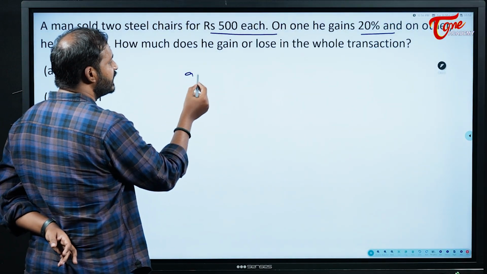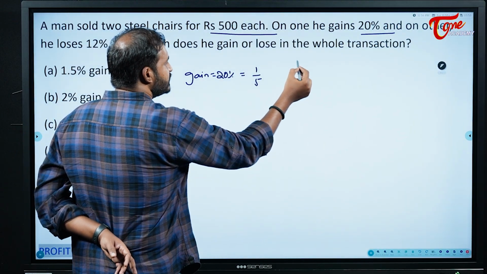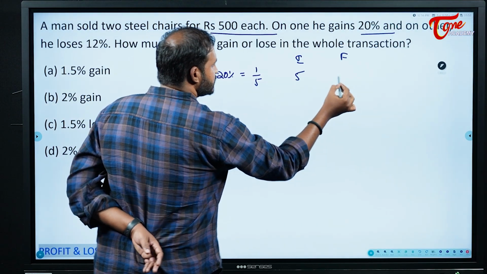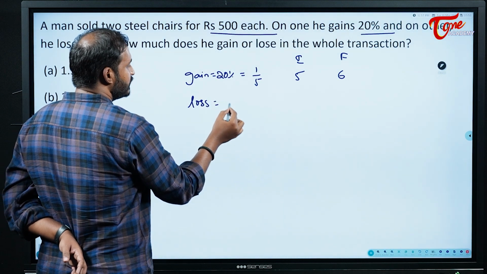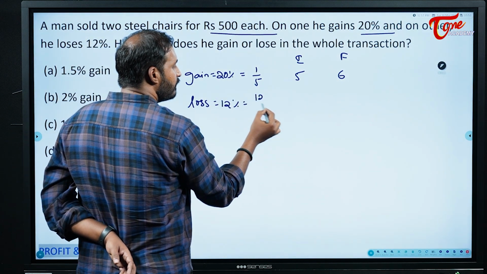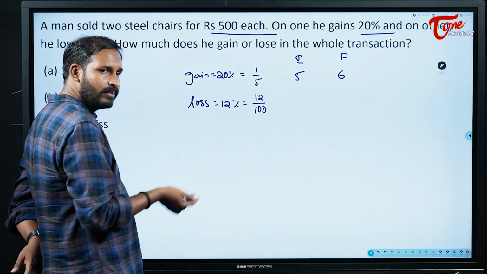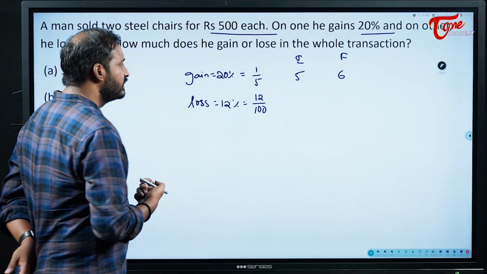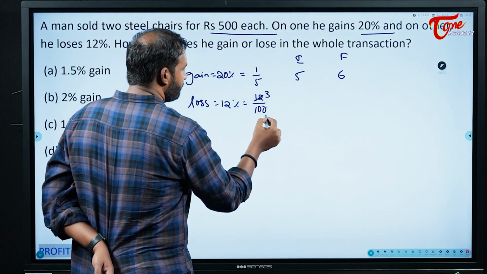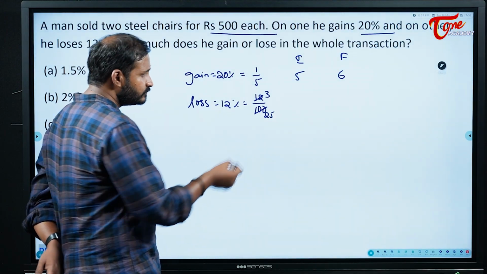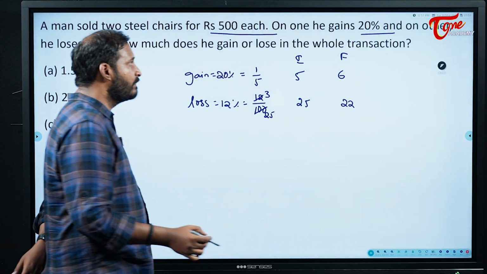So on one he is getting a gain, right? Gain of 20%. That means what? 1 by 5 initial and final. So 5 and 6, good. On the other he loses 12%. 12% means what? 12 by 100. We don't know the exact value, 12 by 100 for instance we will take. So 12 by 100 which in further becomes what for us? 3 by 25. Am I correct or not? 3 by 25. So initial will become 25. Final becomes what? 22.